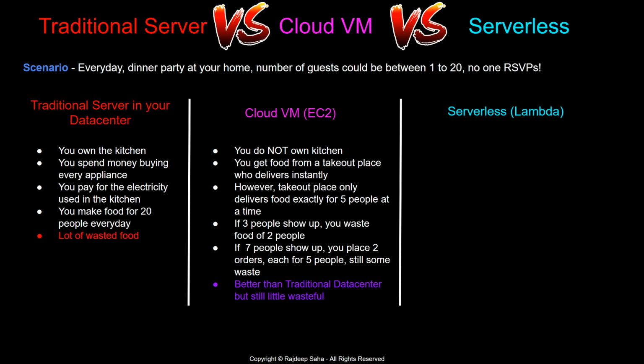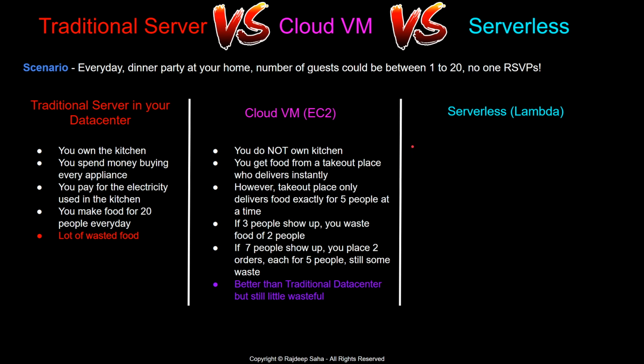So let's say 3 people show up. You put in one order to this takeout place and they deliver food for 5 people, and you waste food for 2 people, right? Because only 3 people showed up. Similarly, if 7 people showed up, you place 2 orders, each order is for 5 people, so you get food for 10 people, so there is still some waste. So this is better than a traditional data center, but still a little wasteful.